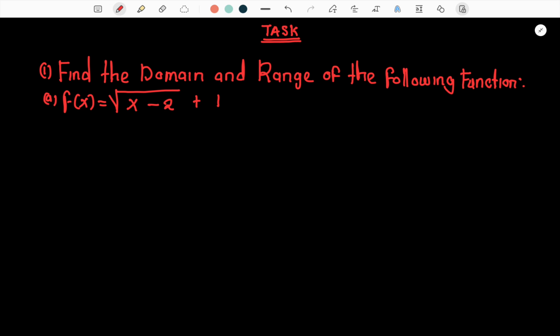So today we are going to do quickly this question on how to find the domain and range of the following function. We have been given the function f of x is equal to the square root of x minus 2 plus 1. Quickly, how do you solve this one? Solution.